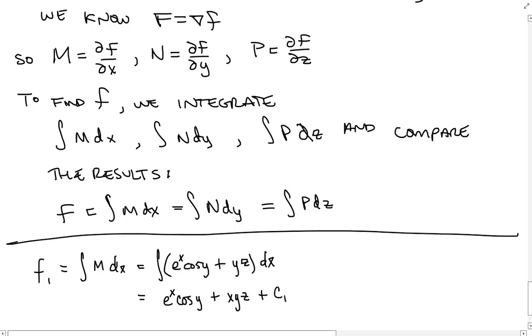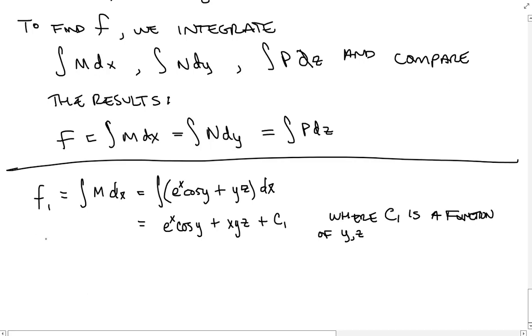I'll call it c1. Okay, so let me mention what this c1 is, because it's going to come up in our other integration in just a moment. So I'll say where c1 is actually a function or constant function of the other 2 variables that we didn't integrate with respect to, so y and z. All right, so let me rewrite this, because it'll help us in just a moment when we put all 3 of these together. So far, f1, our potential function, is e to the x cosine y plus xyz plus some function of y and z.